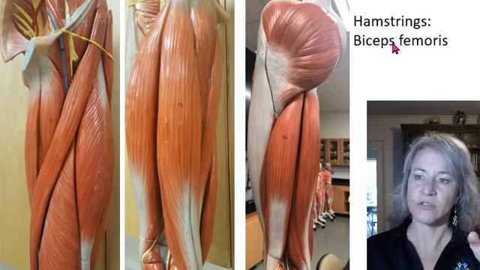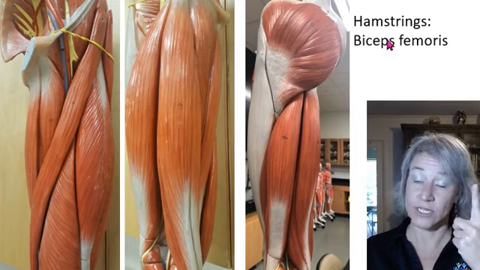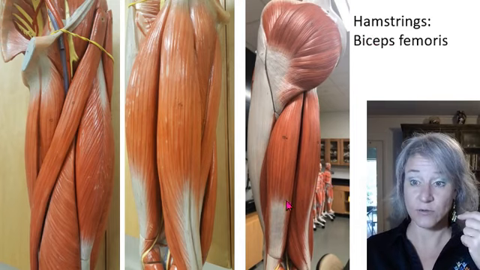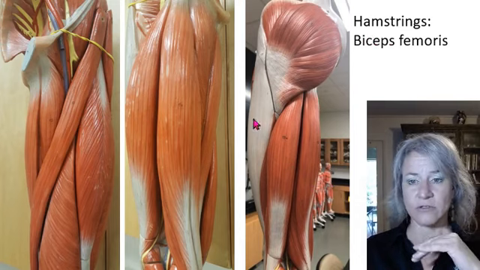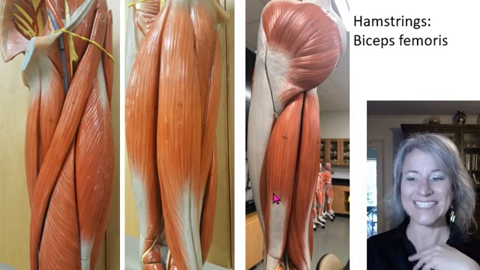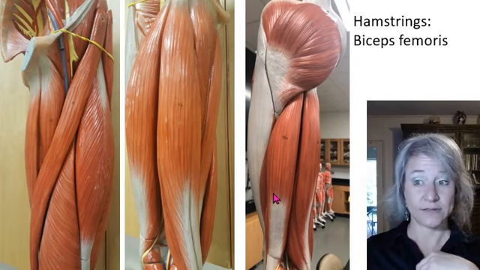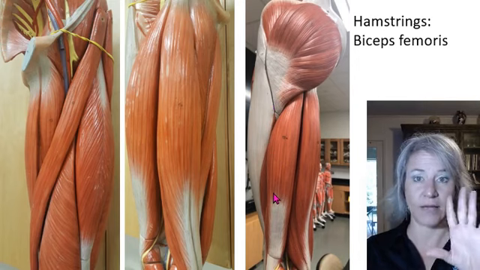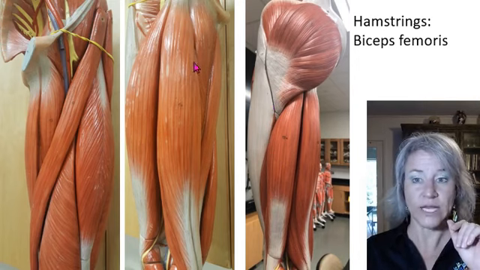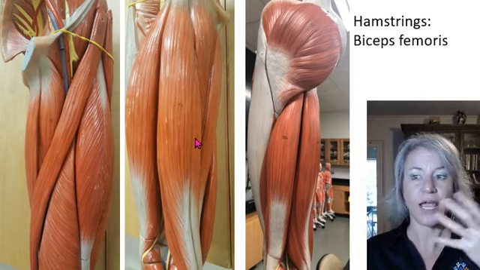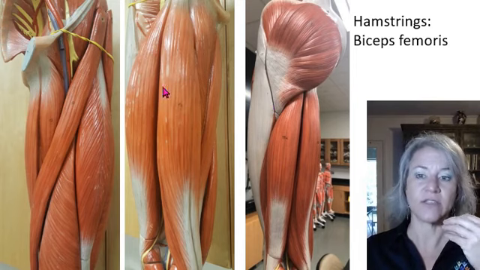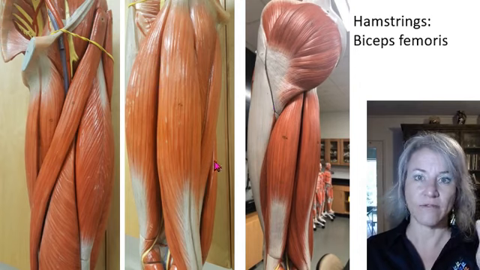Now, I want you to know the name of one of the hamstrings, which is this one. This one right here, that's the most lateral. So it's also this one. This one is the biceps femoris. So that's one of the hamstring muscles, because there's three. 1, 2, 3. So you're talking about the hamstrings, you're talking about these three muscles. And one of the hamstrings, the biceps femoris.